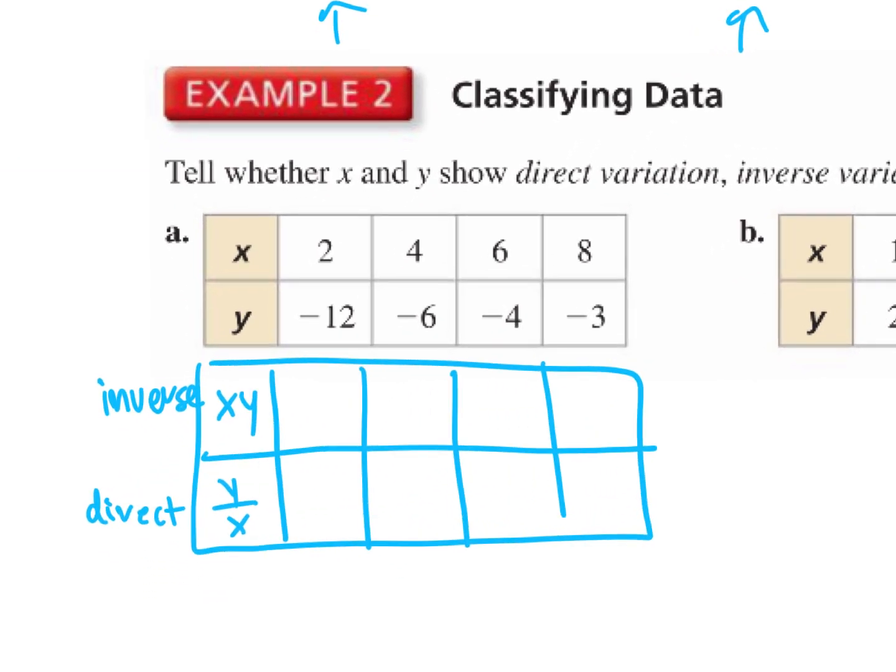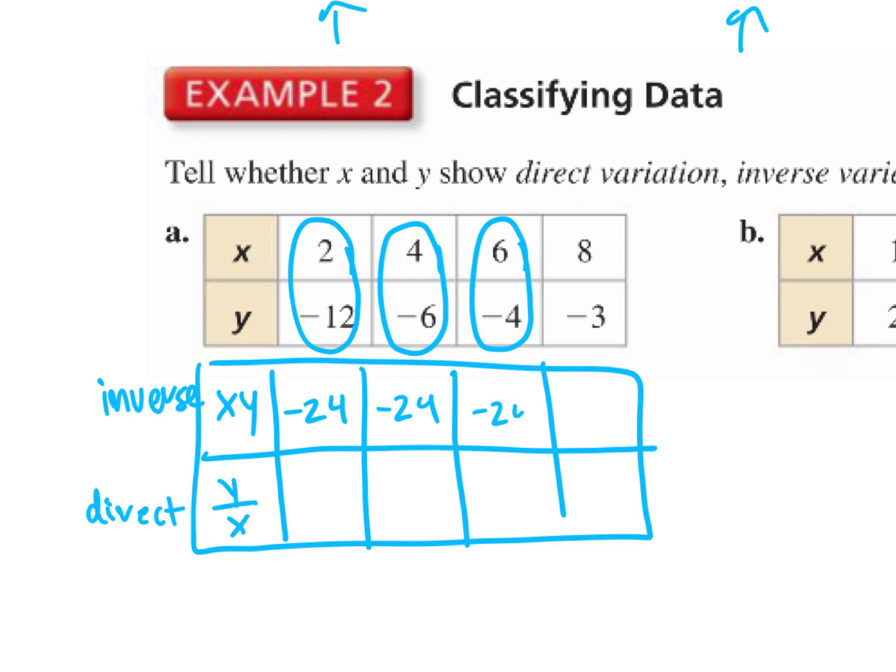All right, so let's multiply. We're just multiplying the columns together. So 2 times negative 12 is what? Negative 24. 4 times negative 6, negative 24. 6 times negative 4, negative 24. And 8 times negative 3, negative 24. So if we have a constant, then we have inverse variation here. Because these are all the same number, it would be inverse. So our answer here is inverse.